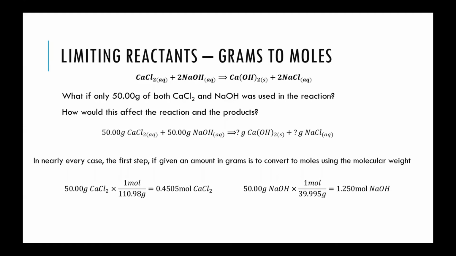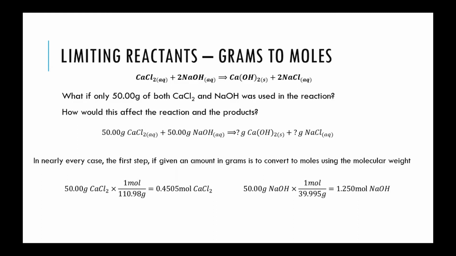Sticking with the same reaction that we looked at a couple of slides ago, the reaction of calcium chloride and sodium hydroxide, a much more relevant thing in a lab setting would be to weigh out some amount. So if exactly 50 grams of each was weighed out and combined, what would be the amount of products that would be generated? And what would be the limiting reactant?